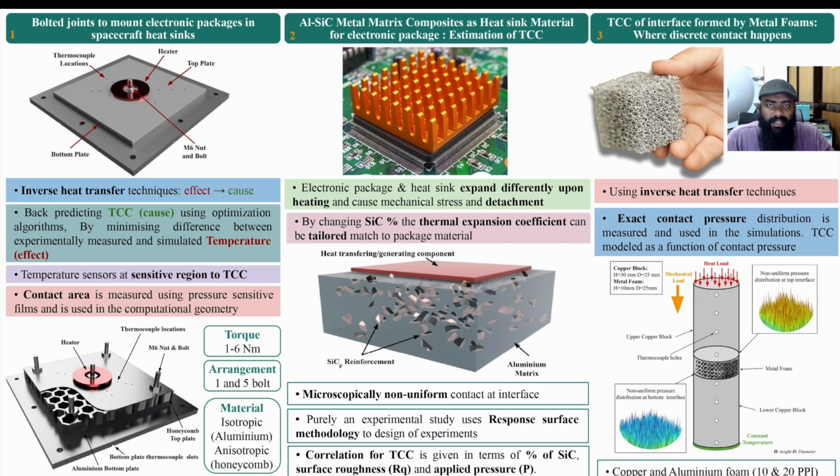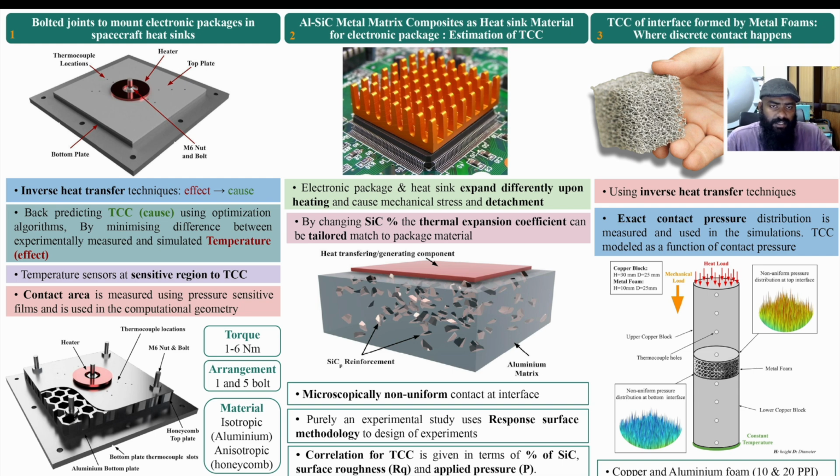The study focused on three applications where in-plane variation of TCC is critical for accurate estimation. The first and third studies use inverse heat transfer techniques to estimate TCC. Unlike usual simulations where the cause is known and the effect is predicted, inverse heat transfer places temperature sensors in sensitive locations to record the effect, that is temperature. This data, combined with optimization techniques, helps back-predict the cause, here TCC, by minimizing the difference between experimental and simulated temperature. Study 1 focused on heat transfer in spacecraft bolted joints.